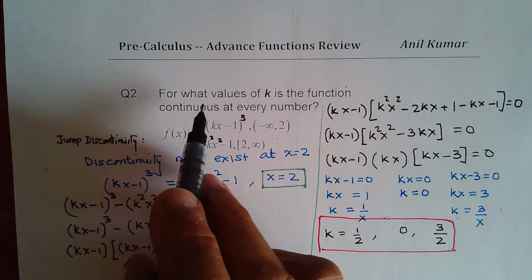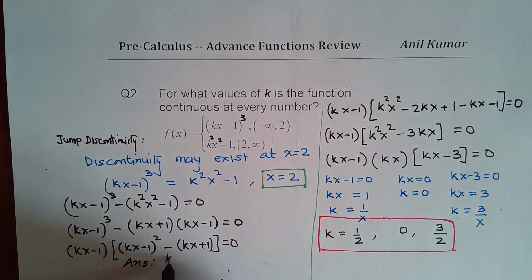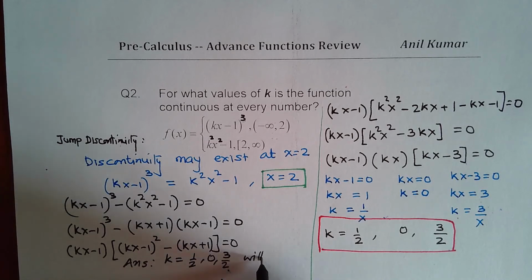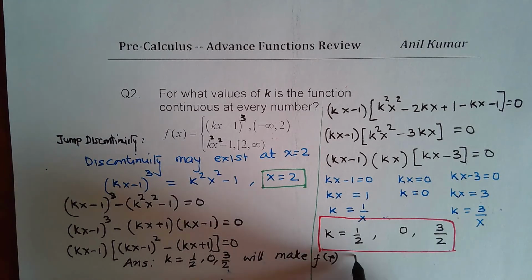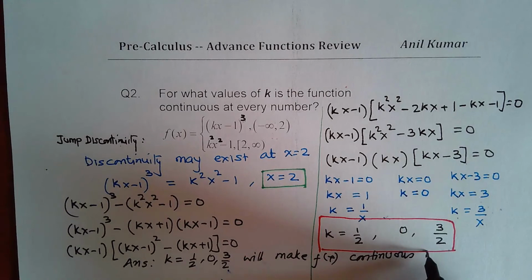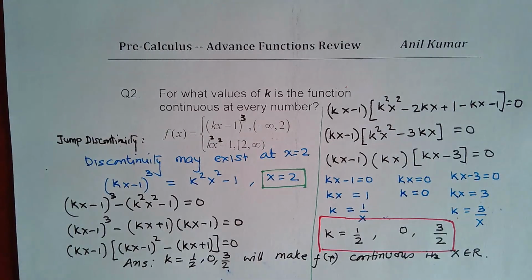For what values of k? So k equals to half, 0, or 3 by 2 will make f of x continuous in, we can say, x belongs to real numbers, for all values of x. Do you see that? So that is how this question can be answered very easily. I hope that makes sense.